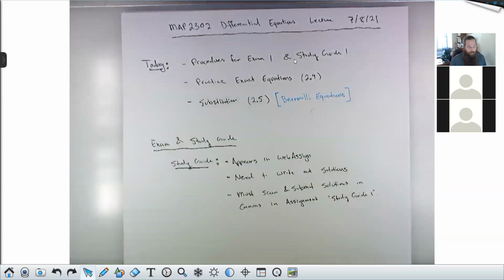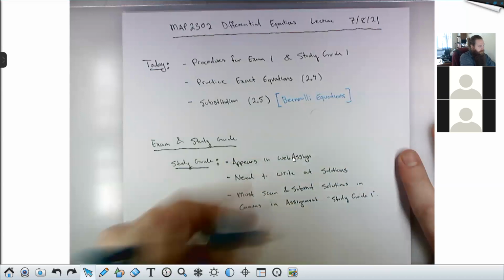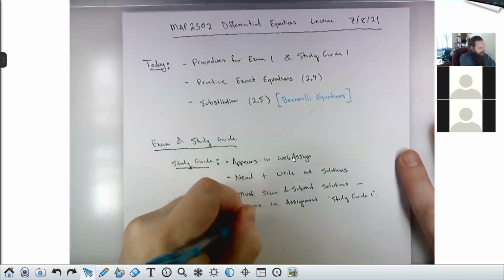Credit for the study guide, like the credit that's in the syllabus, comes from your scans, does not come from completing the thing in WebAssign. WebAssign is just the vehicle for me to get the problems to you. The way you get credit for the study guide, and the study guides in this class are worth a meaningful amount of points, is by submitting the scans. Asterisk here.